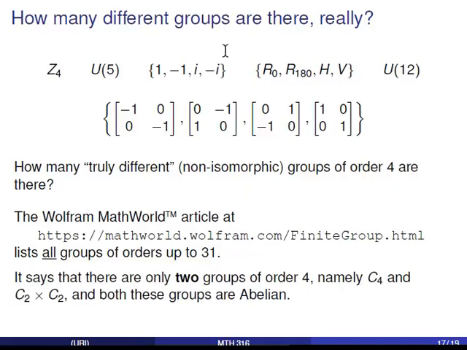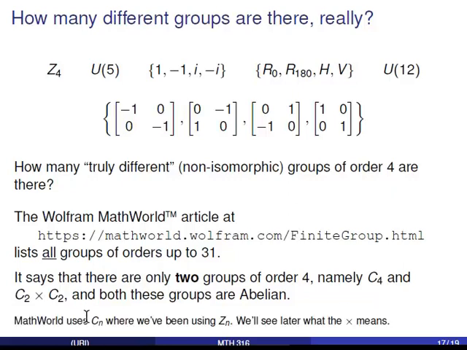That means that each of these groups must belong to one of those isomorphism classes. Now you'll find in the MathWorld article that the 2 groups of order 4 were named C4 and C2 cross C2. I'll point out to you that MathWorld uses Cn to stand for the cyclic group of order n. We've been using Zn. It's the same group. They're isomorphic.